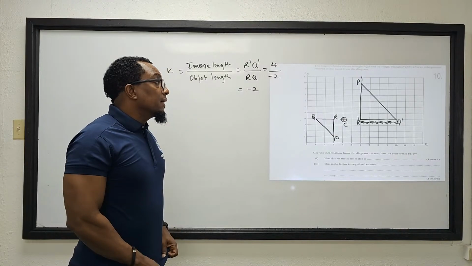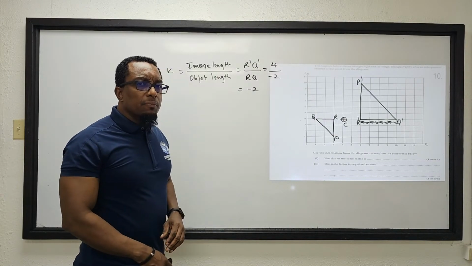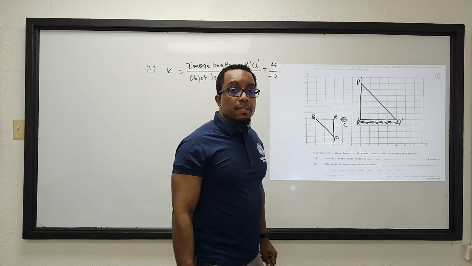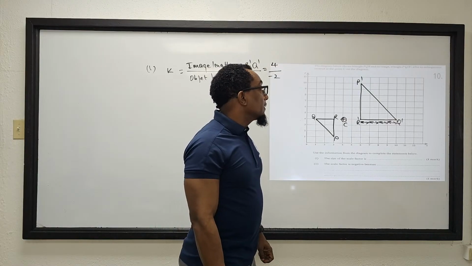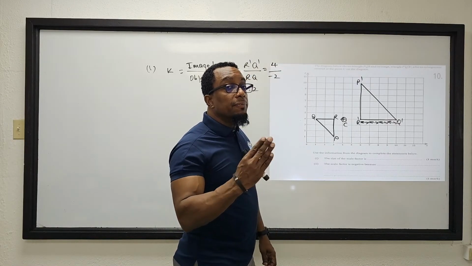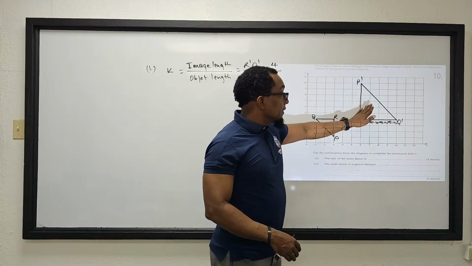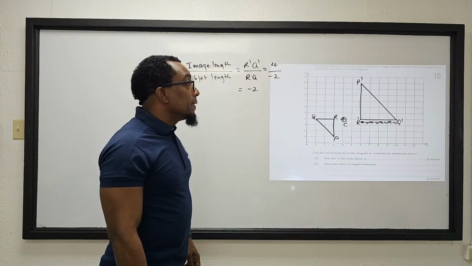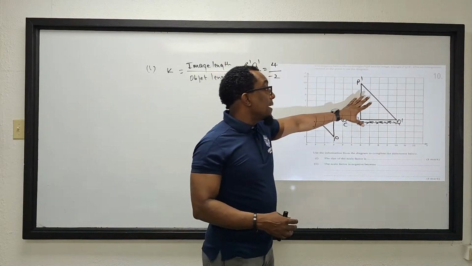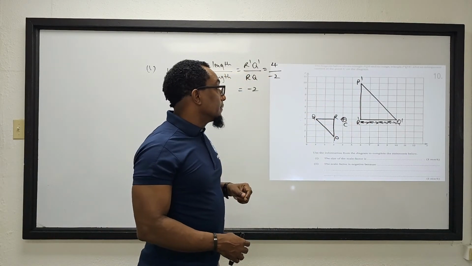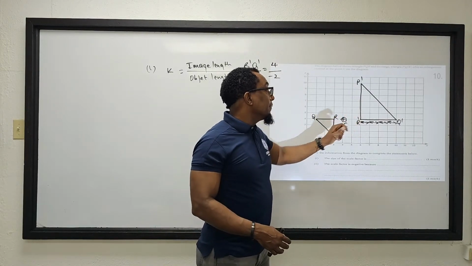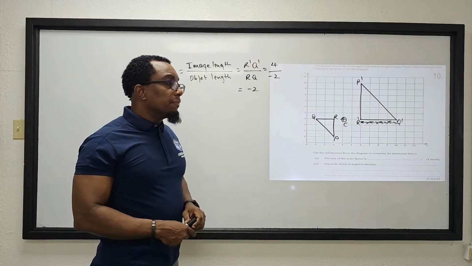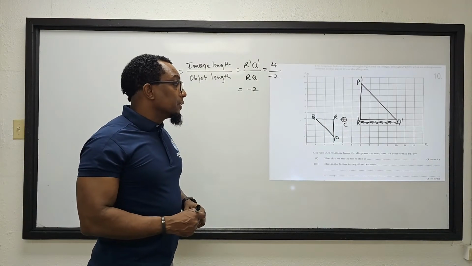And if your scale factor is less than negative 1, then what happens? The object and image are on opposite sides of the center of enlargement. The image is inverted. You see how it's inverted? The image is inverted compared to the object. The image is magnified compared to the object. And the image is further away from the center than the object. So these are things you need to know with regards to the scale factor. Based on the scale factor, we know how the image will look in relation to its object.